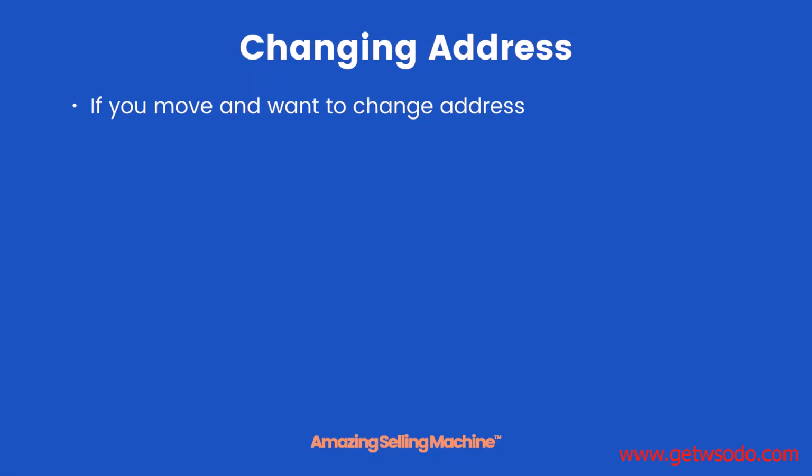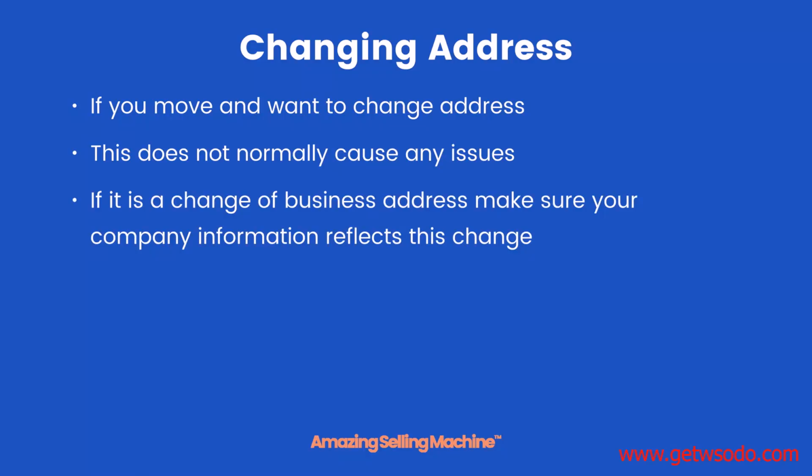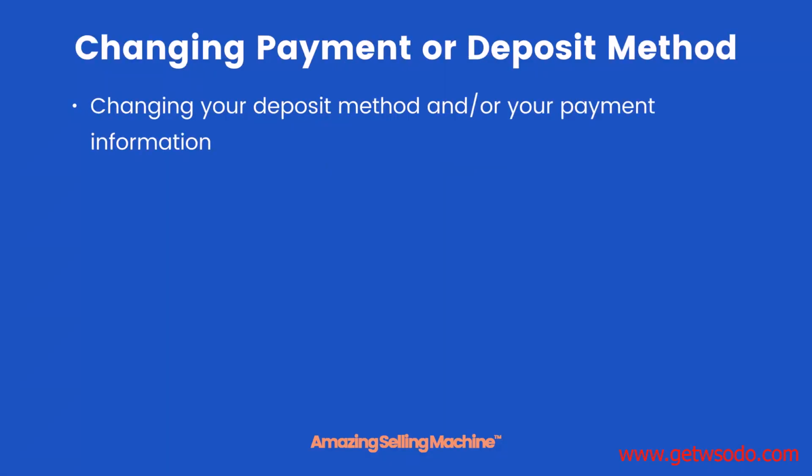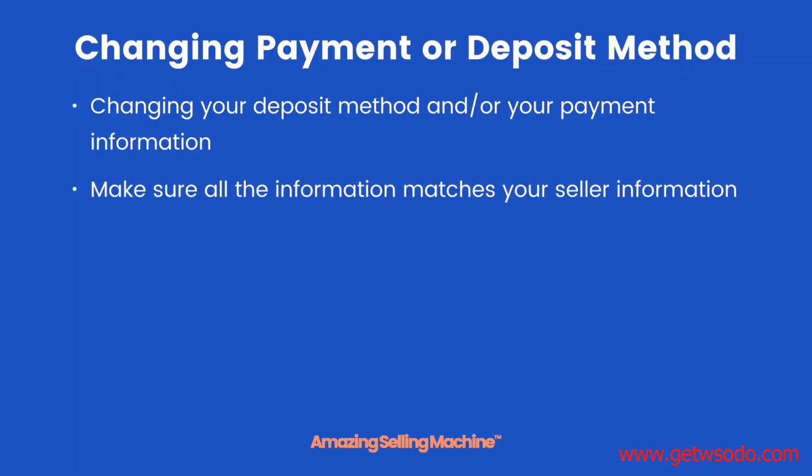If you want to move and want to change address, this does not normally cause any issues. If it is a change of business address, make sure your company information reflects this change. Again, we recommend contacting Seller Central support before making the change. Simply letting them know what you want to do and why, more often than not, will just make the whole process a lot simpler and you won't get flagged. Changing your deposit method and or your payment information: make sure all the information matches your seller information. Once again, contact Seller Central before doing this.